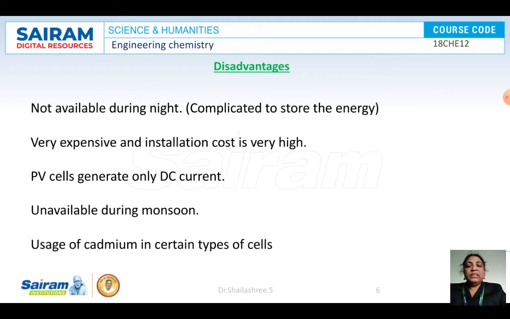And one more thing is the PV cells can generate only direct current. Suitable devices must be there to convert the direct current into alternate forms. And it will not be available during the monsoon seasons. And using cadmium in certain types of cells may pollute the atmosphere. These are some of the disadvantages of the solar cells.